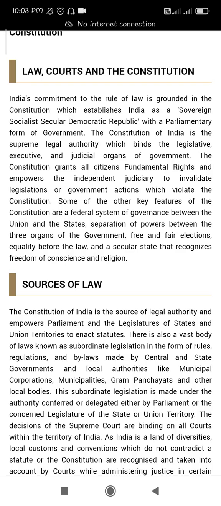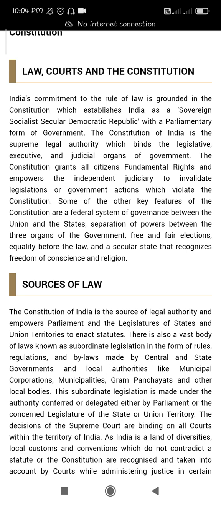Today I will tell you about law courts and the constitution. India's commitment to the rule of law is grounded in the constitution which established India as a sovereign socialist secular democratic republic with a parliamentary form of government. The Constitution of India is the supreme legal authority which binds the legislative, executive, and judicial organs of government.